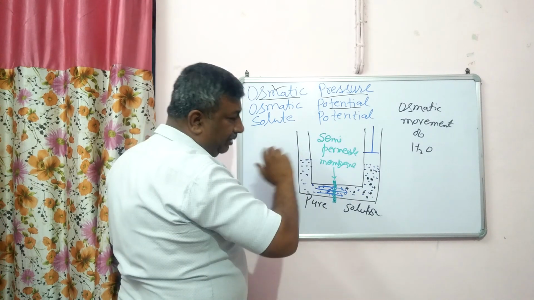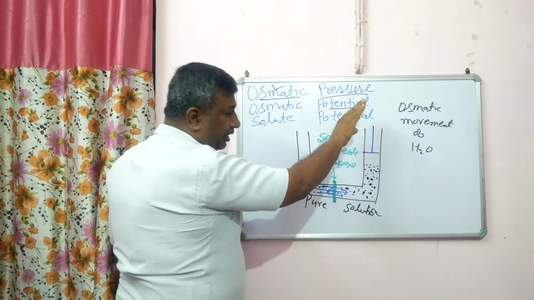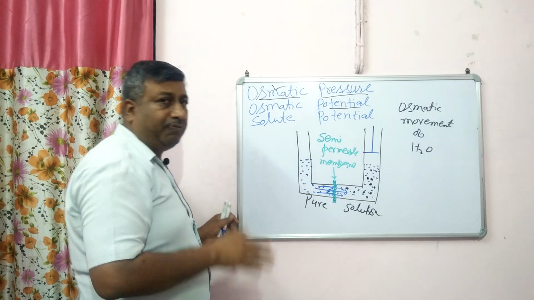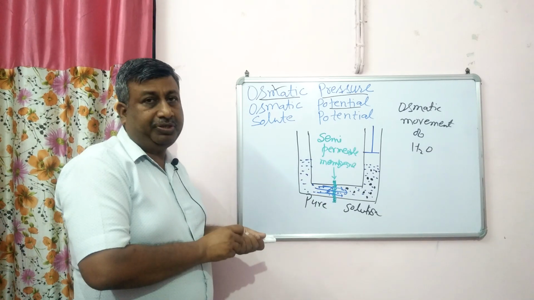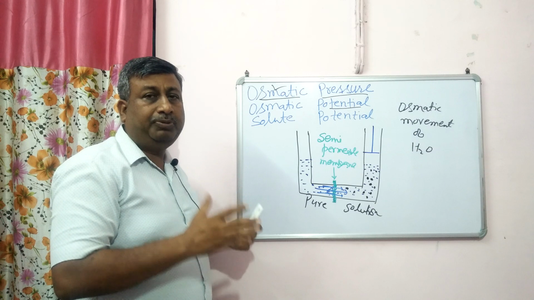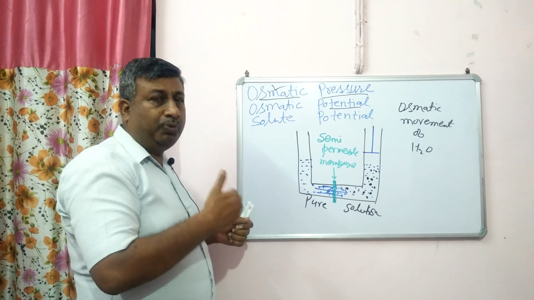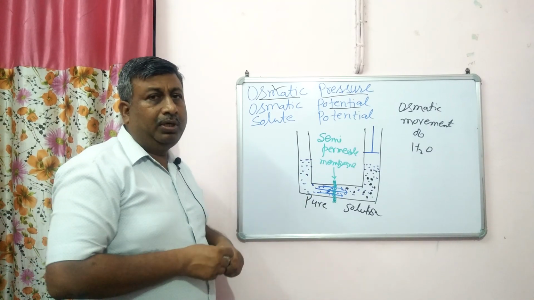Number two, interpretation may be the pressure which is required to check the osmotic movement of water. So this is the osmotic pressure. This osmotic pressure is developed during the osmosis when water moves from pure water to solution.